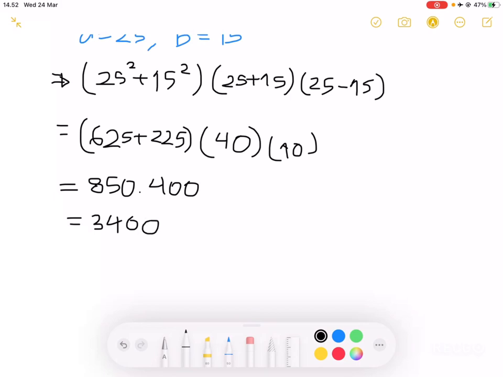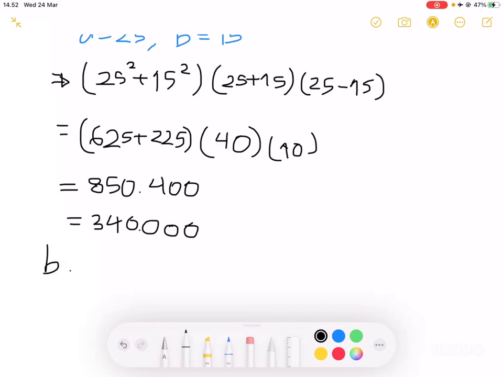So let's see, how many zeros do we have here? That will be 85 times 4, which will be 340, plus 3 zeros, which is this thing right here. So this is our answer.